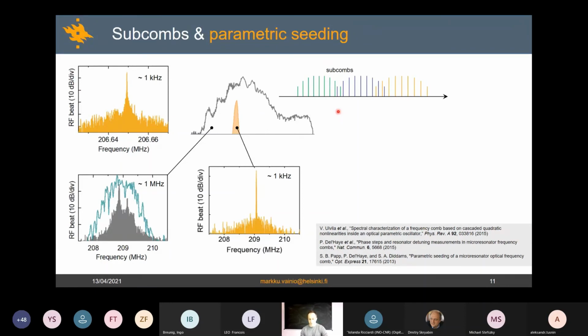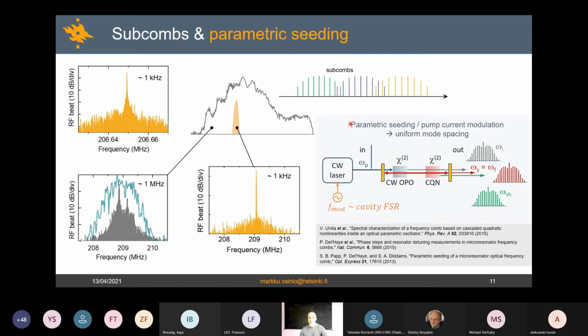So this highlights the importance of cavity dispersion control, but there are also other ways to improve the performance here. One of the tricks that we can play is to use so-called parametric seeding, which in this case means that we slightly modulate the power of this pump laser by just a few percent, but in such a way that the modulation frequency is adjusted so that it's equal to the cavity free spectral range within about 1 kilohertz. When we do this, we force the entire comb to have uniform mode spacing across the whole optical spectrum. So by doing this parametric seeding, we can move from this state to that state and also improve the long-term stability of the system.